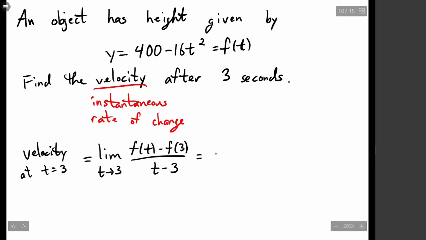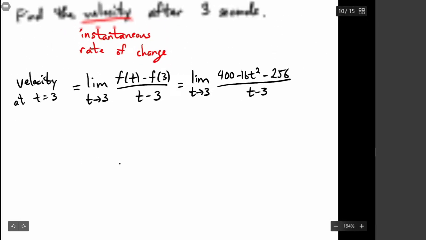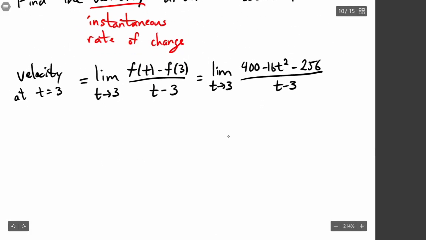So let's go ahead and plug this all in. The limit t goes to 3, 400 minus 16t squared, and then minus f of 3, which is 256. T minus 3. Alright, so let's simplify this up a bit. Alright. Limit t goes to 3. Simplify this a bit. This is 144 minus 16 t squared over t minus 3.